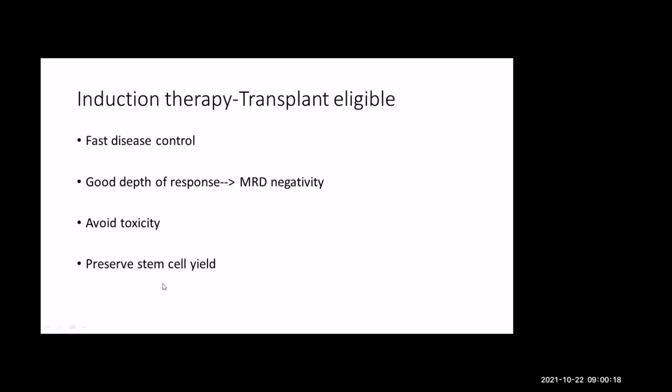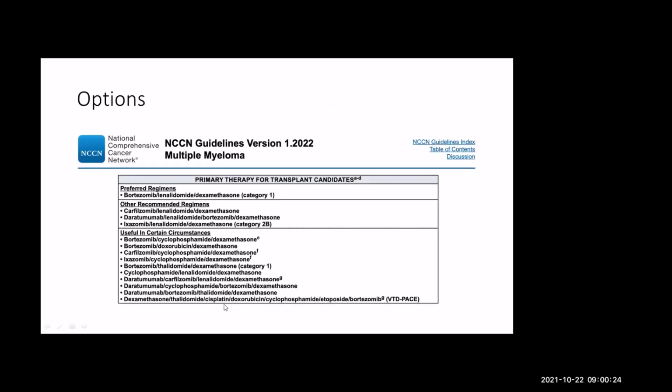And for a transplant eligible patient, you should be able to preserve the stem cells, so you have to avoid stem cell damaging agents. Coming to options for transplant eligible patients, there is a plethora of options. There are many options in the NCCN guideline, and they come from different trials. So we actually have a lot of treatment options nowadays, and broadly they could be divided into two groups. So there is no doublet here.